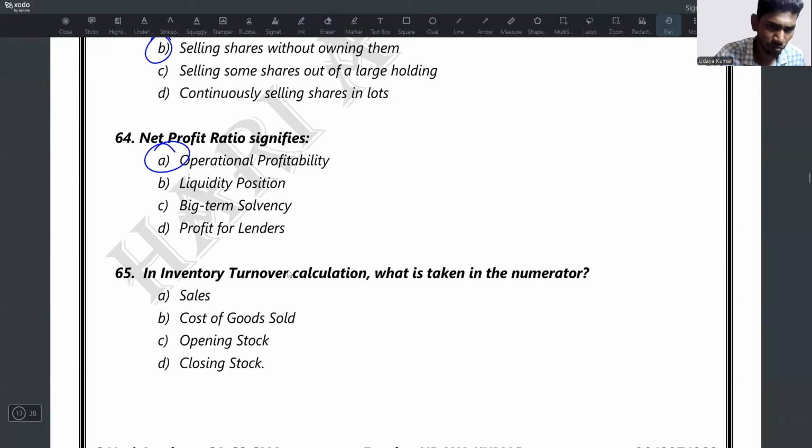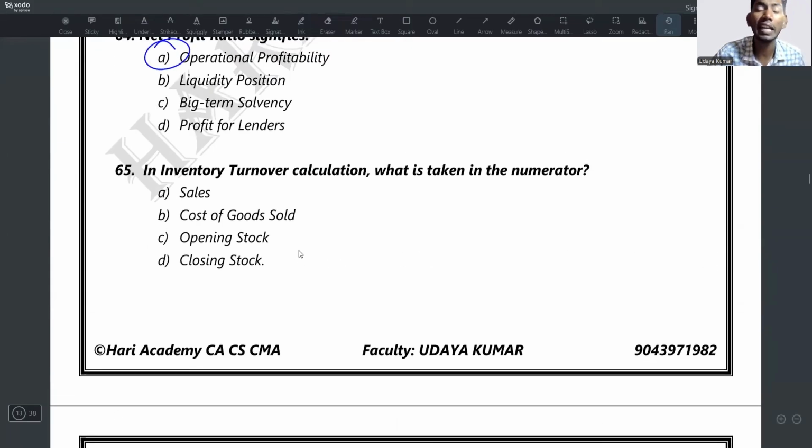Profit for lenders? No. So moving to question number 65, in inventory turnover calculation, what is taken in the numerator? That's the reason you must be clear about ratio analysis. We have discussed it in detail in our live classes. So in the inventory turnover ratio calculation, what is taken in the numerator? Absolutely, COGS divided by average inventory, which is nothing but cost of goods sold, right?